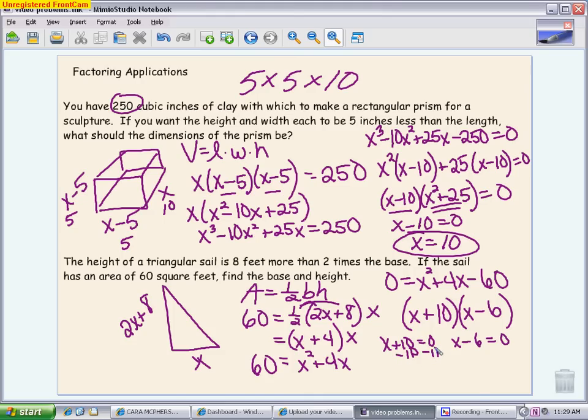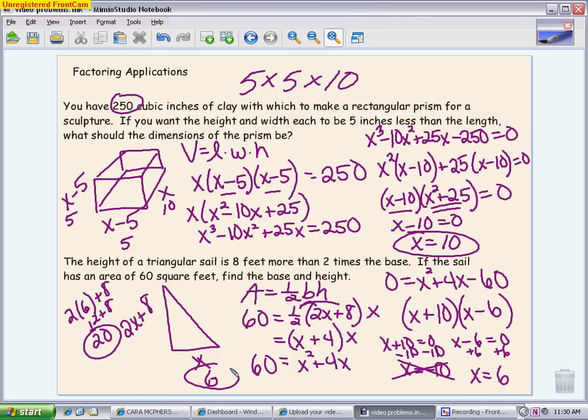So if I subtract 10 from both sides, I get x equals negative 10. That doesn't make any sense. It doesn't make any sense that one of the dimensions of this sail is negative. Then if I add 6 over here, I get an answer of x equals 6. That's the answer I'm looking for. It's a positive answer. It does want the base and the height, so that means that the base is 6. And the height is 2 times 6 plus 8, which is 12 plus 8, which is 20. So my sail has a base of 6 feet and a height of 20 feet.